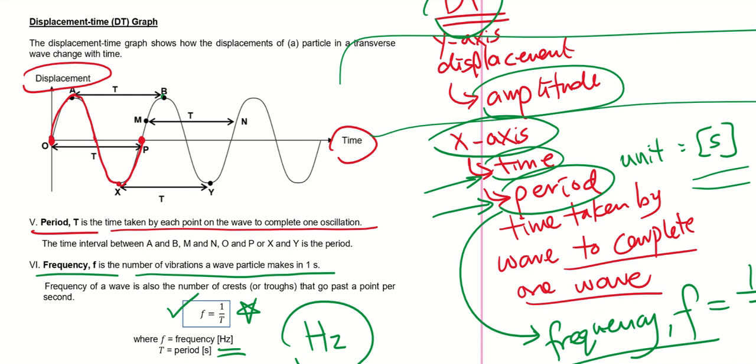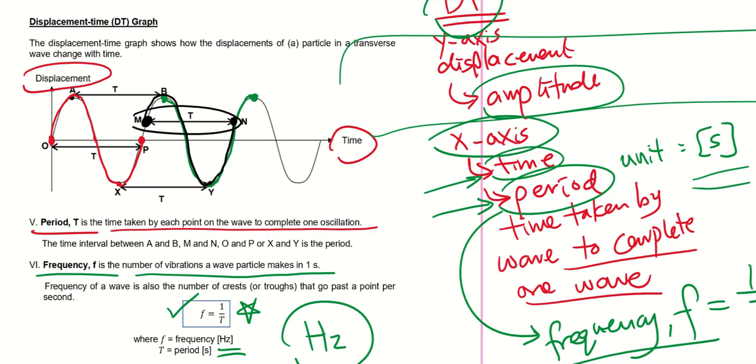But what if I were to start at B? It's already at the highest point, but it's its original point. It will have to go all the way down to the lowest point and come back to here to complete a wave. What if I start with M? It will go up, down to the lowest point, and then end up here.